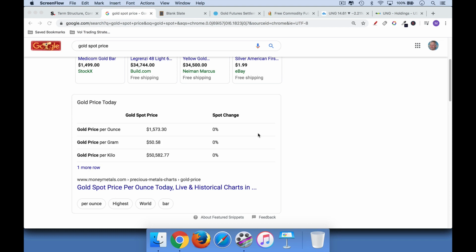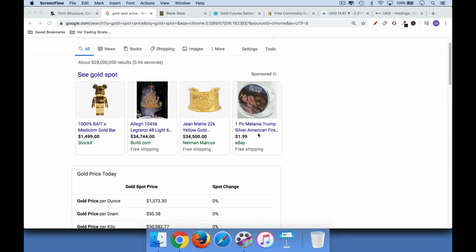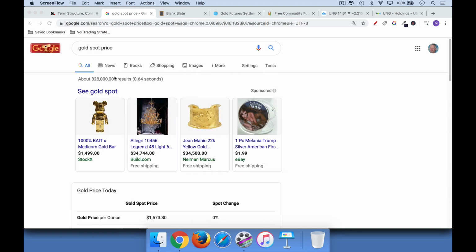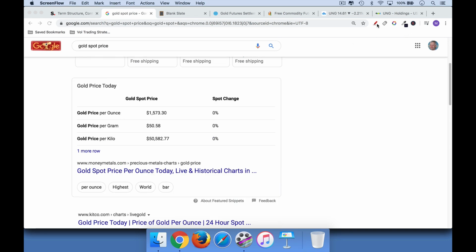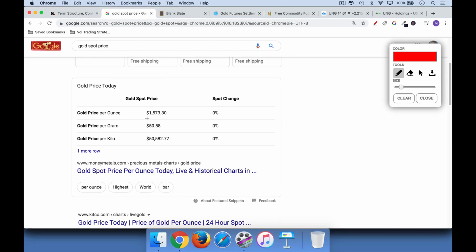There's a price for gold that's called the spot price or the cash price, and that is the current price. If you just want to go to a store and buy the physical gold for delivery today. You can always go to Google and type in gold spot price. We can see here that the spot price for gold as of yesterday, since today's a weekend, was $1,573.30 for an ounce of gold.